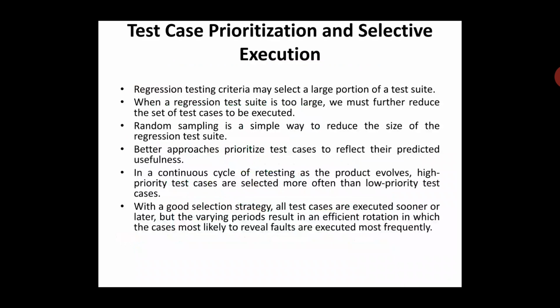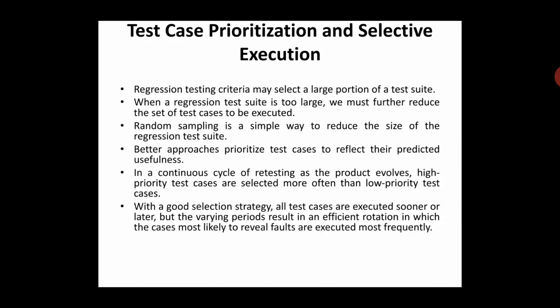In the same way, this is actually the definition version of the previous slide. Test case prioritization and selective execution, same thing, right? Of course, regression testing criteria may select a large portion of the test suite. When a regression test suite is too large, we must further reduce the set of test cases to be executed. So it is actually the same slide. The previous slide I took from a different source, and I made it point-wise. Here they have given the same idea in the form of definitions.